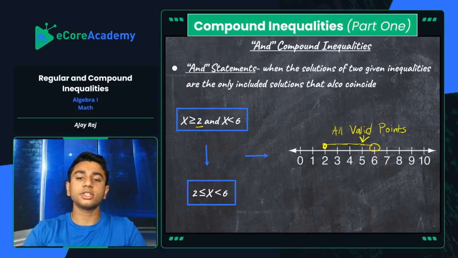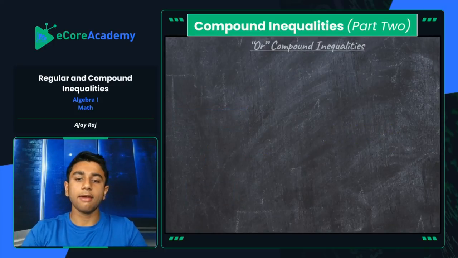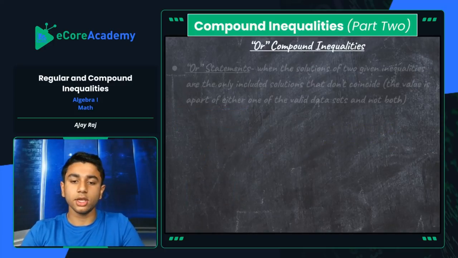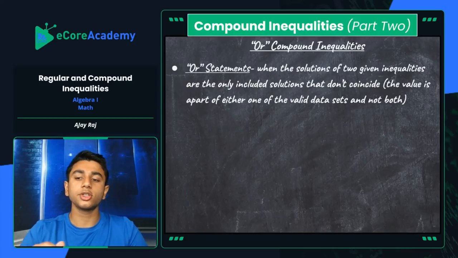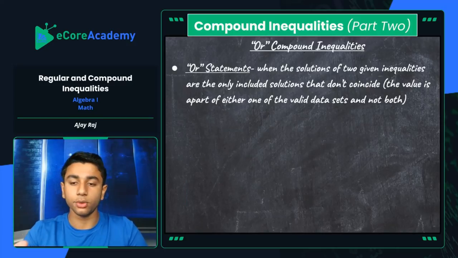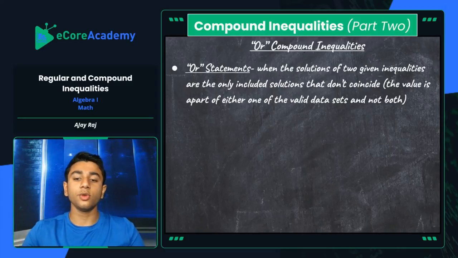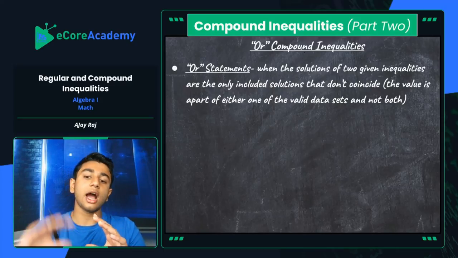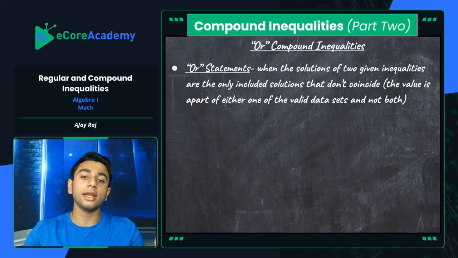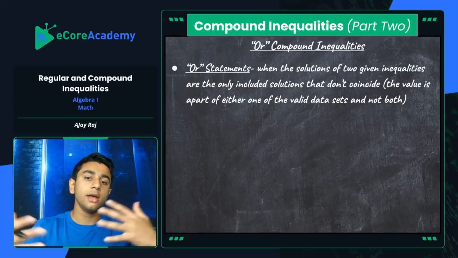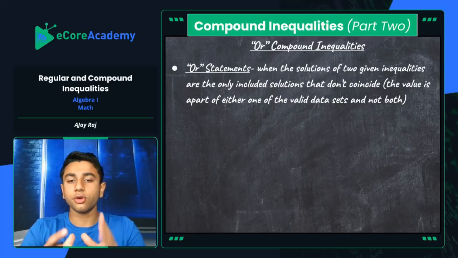All right, now let's move on to our second type of compound inequality. We have our OR compound inequalities. So your OR statement occurs when the solutions of two given inequalities are the only included solutions that don't coincide. So it's two inequalities, except that these inequalities instead do not intersect each other, but they go in opposite directions. Because they do not intersect each other, whatever your integer is, it's going to be in either one of the data sets, and it won't be in both. So because there is no intersection, your variable will be in either one. I'll show you exactly what that looks like.